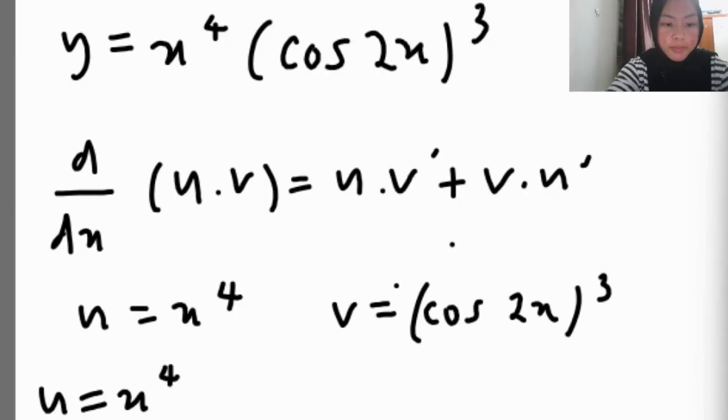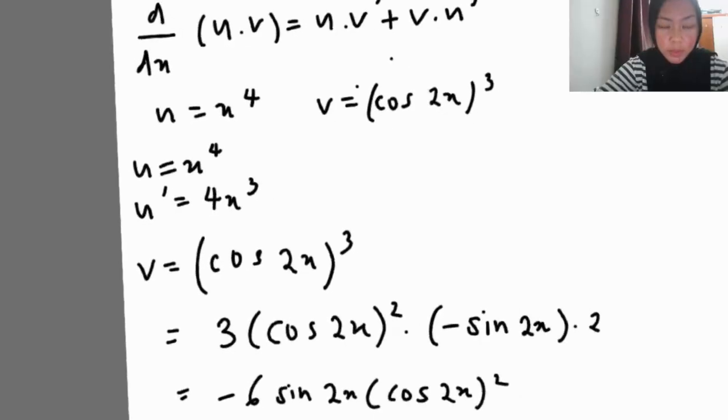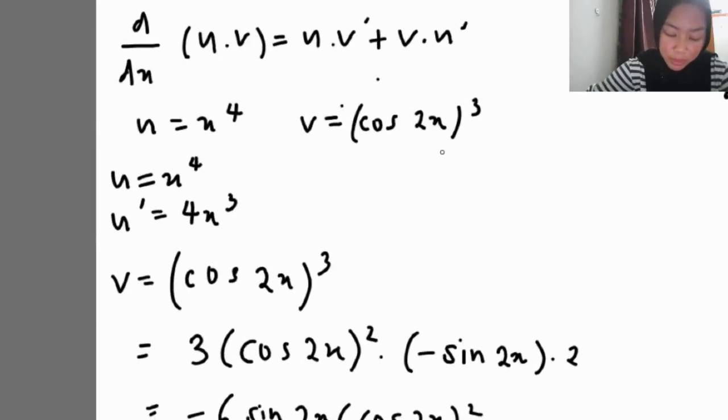For the first term, u equals x to the power of 4, and its derivative u prime is simply 4x cubed using the power rule. For the second term, v equals cos 2x cubed. Here we must apply the chain rule. We bring the power down, multiply by the derivative of cosine, which is negative sine, and finally multiply by the derivative of the inner angle, 2. Simplifying this gives us a v prime of negative 6 sine 2x cos 2x squared, as you can see.